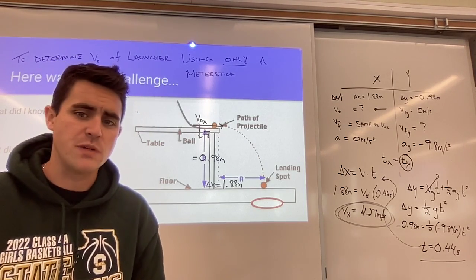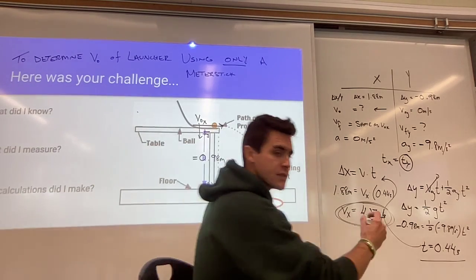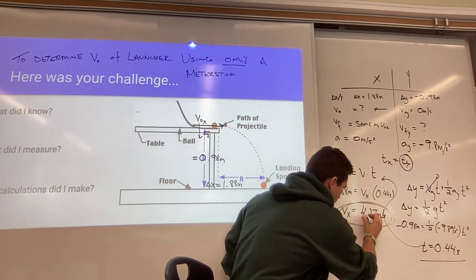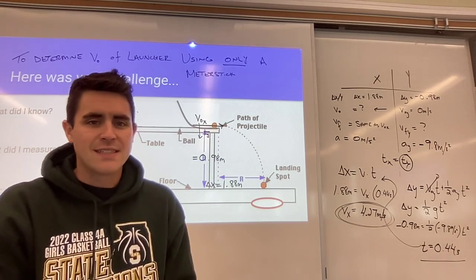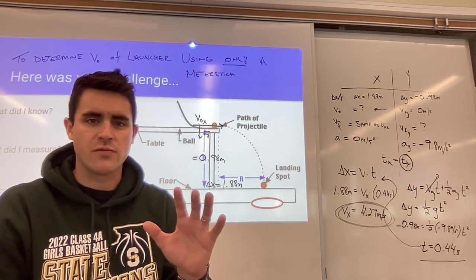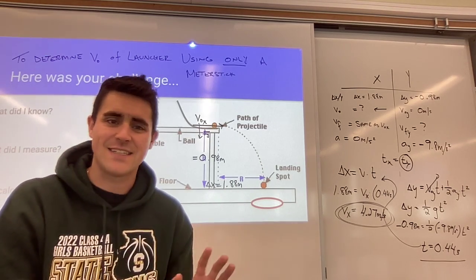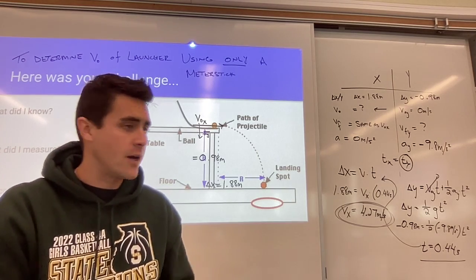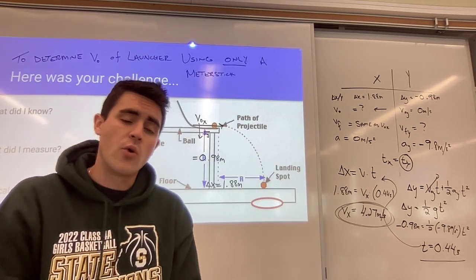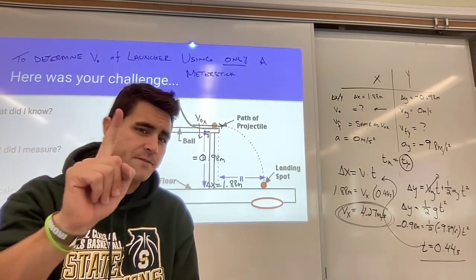What is the initial speed of this launcher? It is, make sure you can see that point, 4.27 meters per second. I just found the initial velocity of this launcher not using a photo gate, not using any fancy technology, using only a meter stick and my understanding of horizontal and vertical projectile motion. Okay? This was our first challenge.